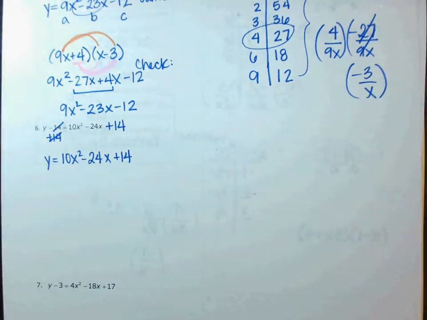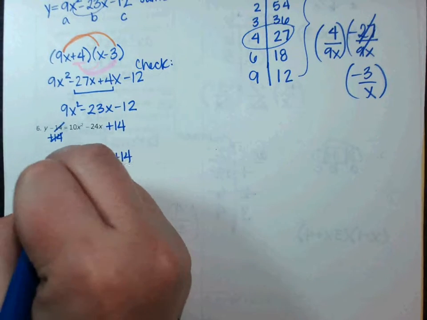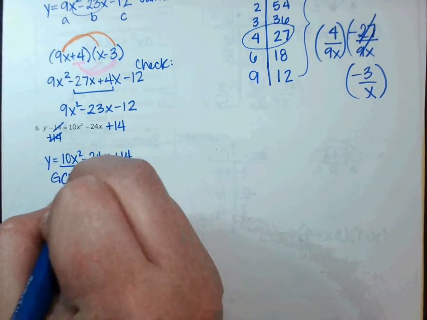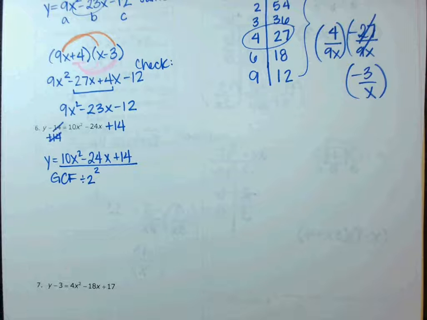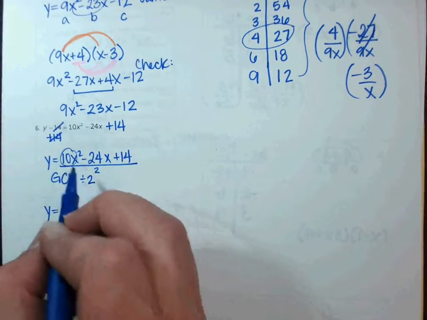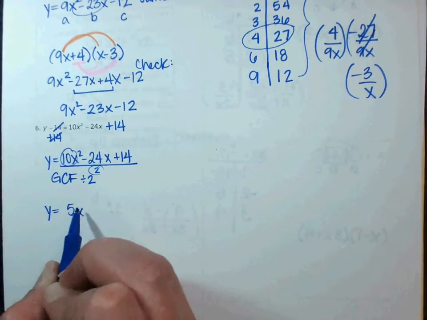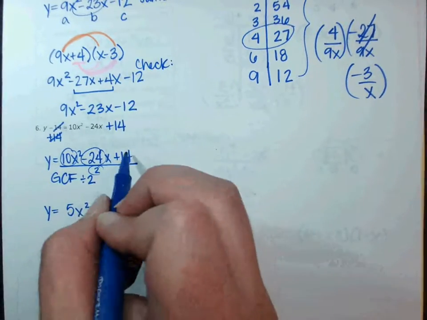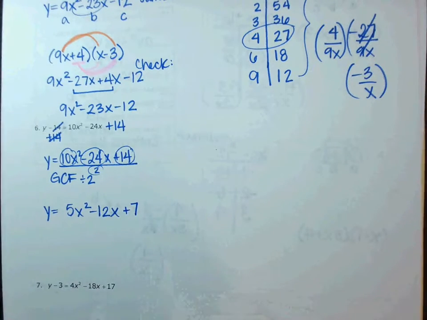Some of y'all at this point yesterday were like, oh, A, B, C. What's wrong? GCF. What can all of those divide by? GCF divide by 2. Okay, every single one of those is even. That means I can divide by 2. If I could divide by something bigger, I would divide by that greatest common factor, right? Okay, so y equals, what is 10 divided by 2? 5x squared. What is 24 divided by 2? Negative 12x. What is 14 divided by 2? 7.